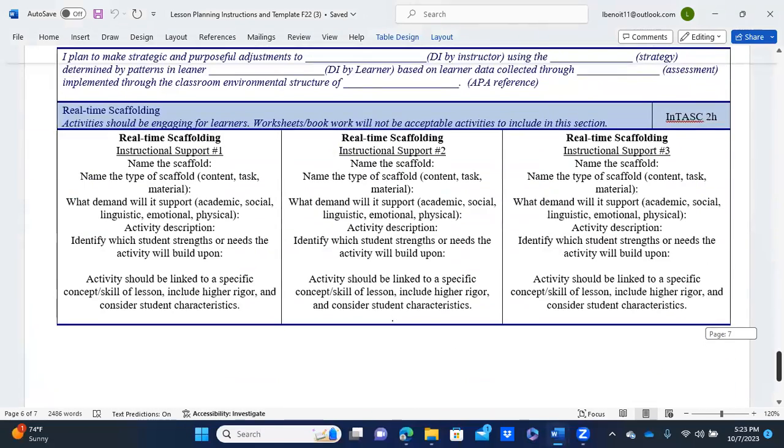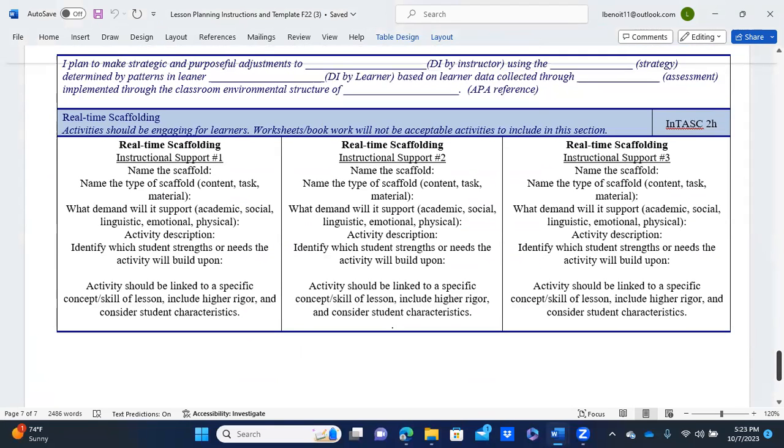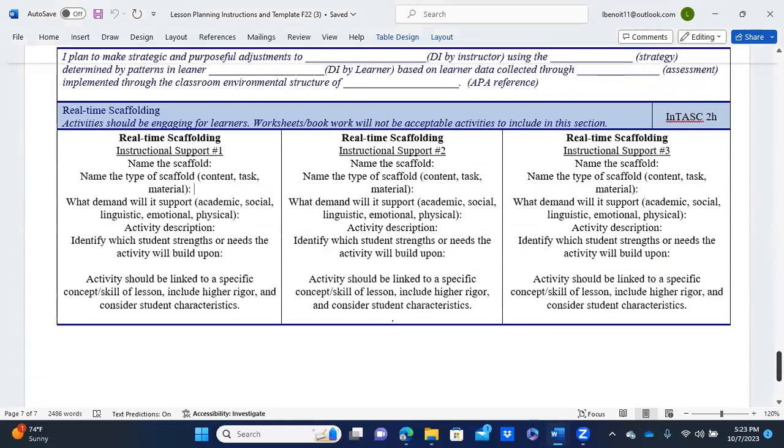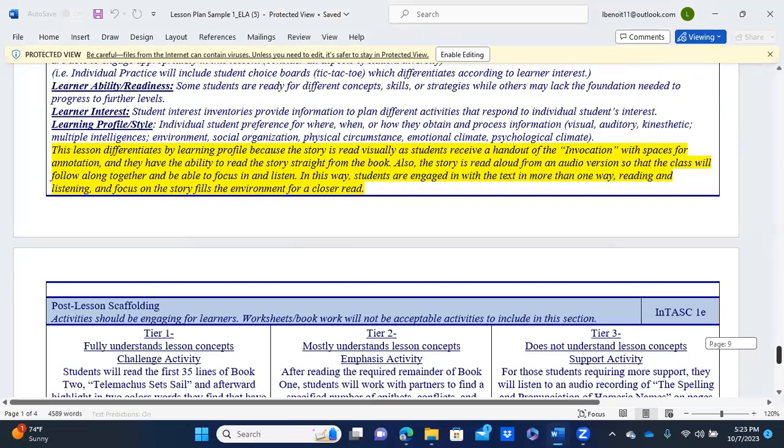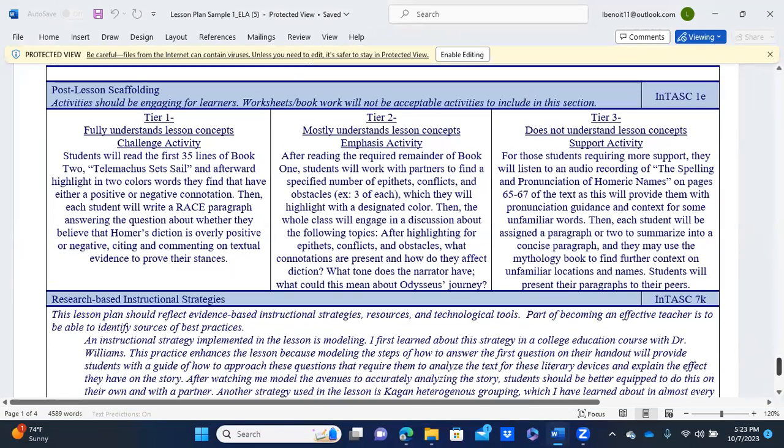And then real-time scaffolding. Scaffolding has to be more than just a worksheet or additional book work. Real-time scaffolding is instructional support that we are providing for students at different learning levels, different learning tiers. If we look at the sample, we can see how this particular learning tier 1 means that they fully understood the lessons and the concepts. So these students received a challenge activity.